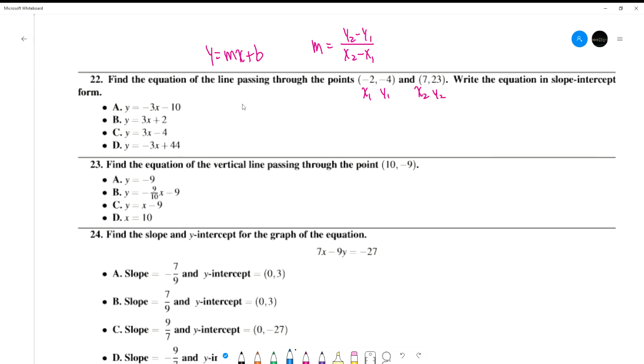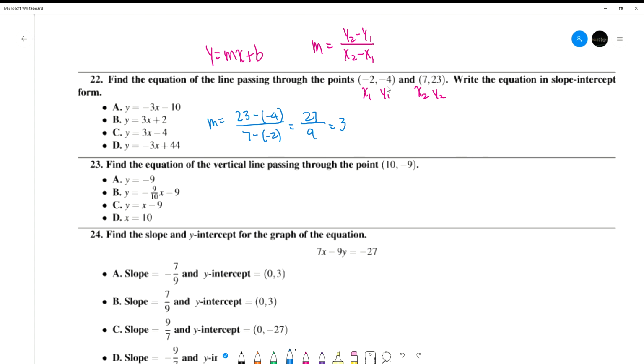So first thing we need to do is find the slope. So the slope is equal to y2 minus y1 over x2 minus x1. So that gives me 23 plus 4 is 27 over 7 plus 2 is 9. 27 over 9 is equal to 3. Everyone got that? Now that we have the slope, I can substitute it with the y, the m, and the x to solve for the b.